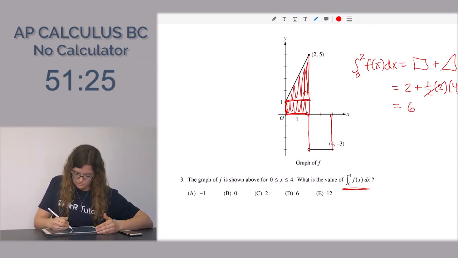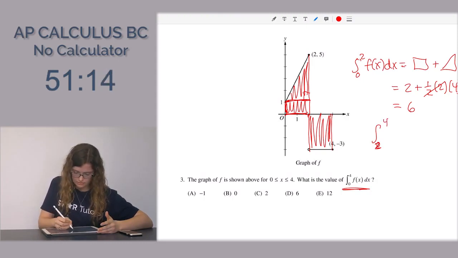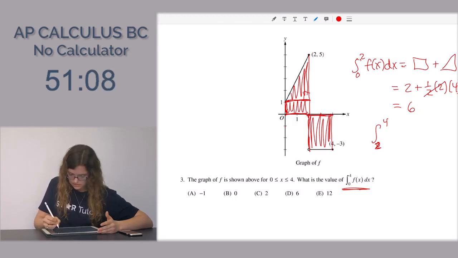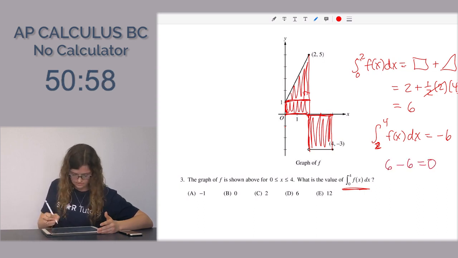And then I have to subtract the area under the curve between 2 and 4, which is this rectangle. This rectangle has width 2 and height 1, 2, 3. So 2 times 3, that's 6. So this is negative 6. Okay, and then I have to add those. 6 minus 6, 0, b.